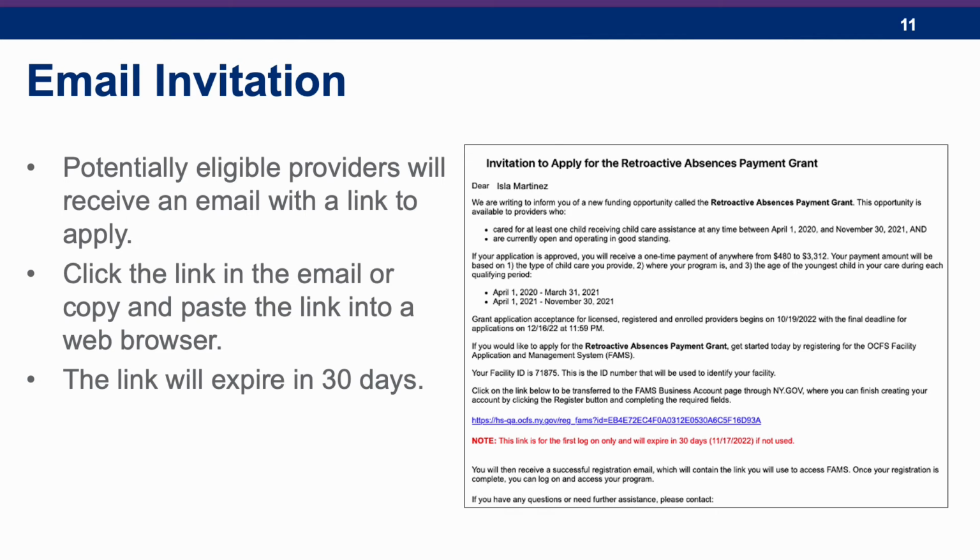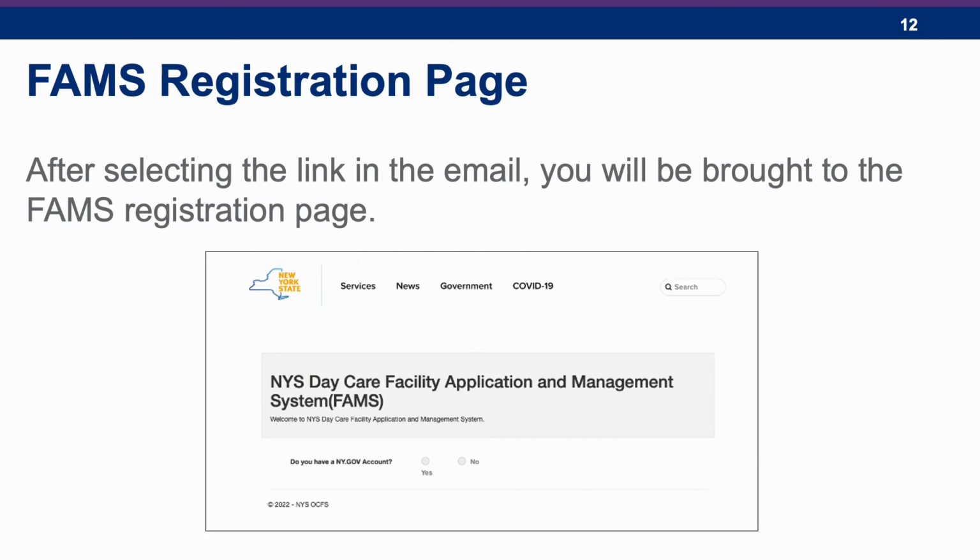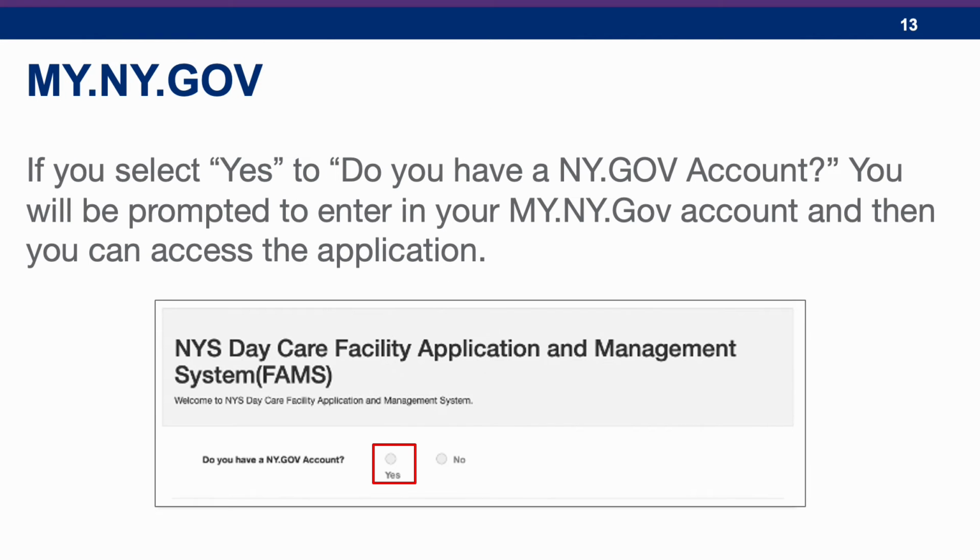Potentially eligible providers will receive an email with a link to apply. Click the link in the email or copy and paste the link into a web browser. Please note the link will expire in 30 days. After selecting the link in the email, you will be brought to the FAMS registration page. If you select Yes to Do You Have a NY.gov account, you will be prompted to enter in your my.ny.gov username and password to access the application.